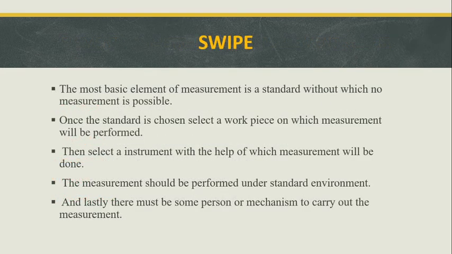Here SWIPE is nothing but the basic elements of measurement. A standard, without which no measurement is possible. Once the standard is chosen, select a workpiece on which measurement will be performed, then select an instrument with the help of which measurement will be done. Then the measurement should be performed under standard environment. These are the components or elements of the metrology system or measurement system, so we call it SWIPE. And lastly, there must be some person or mechanism to carry out the measurement. This is called SWIPE.